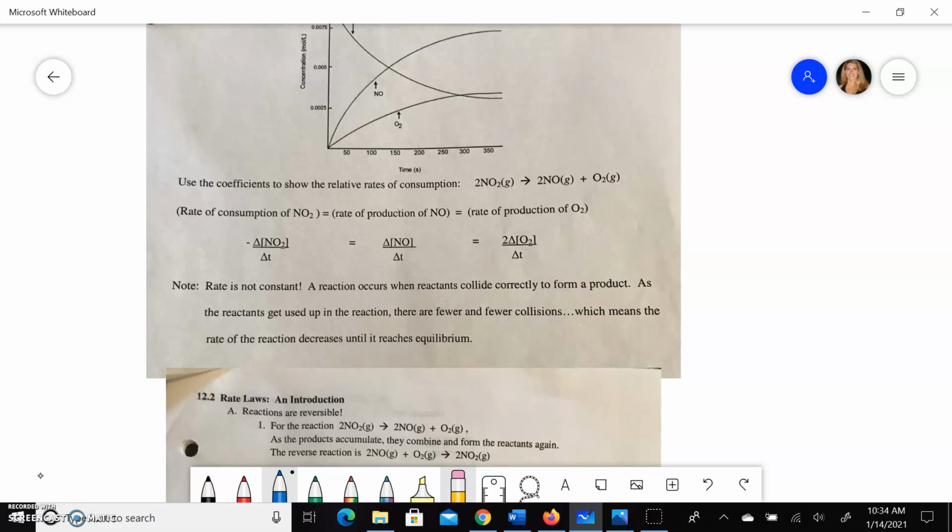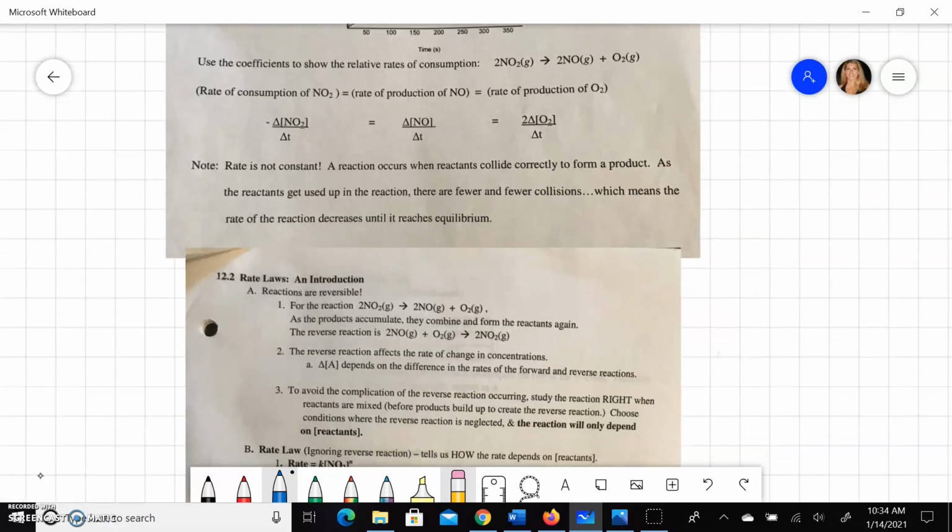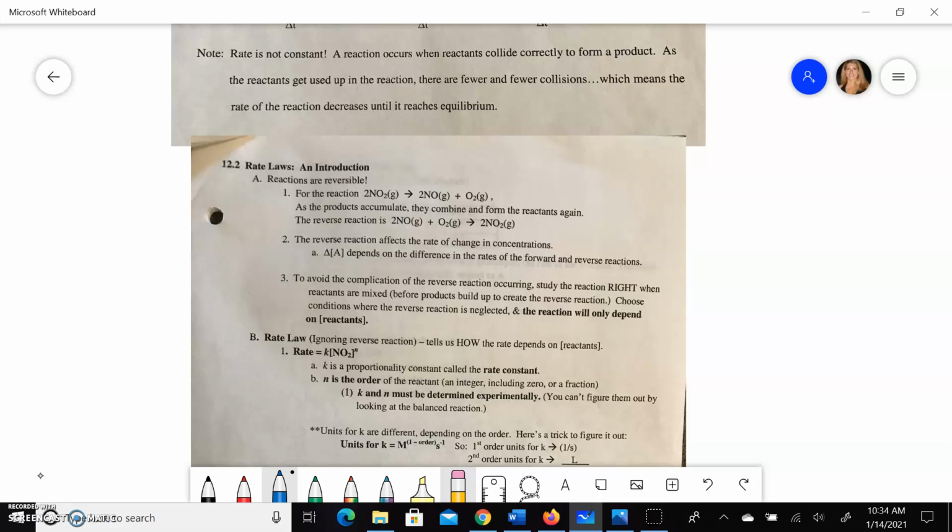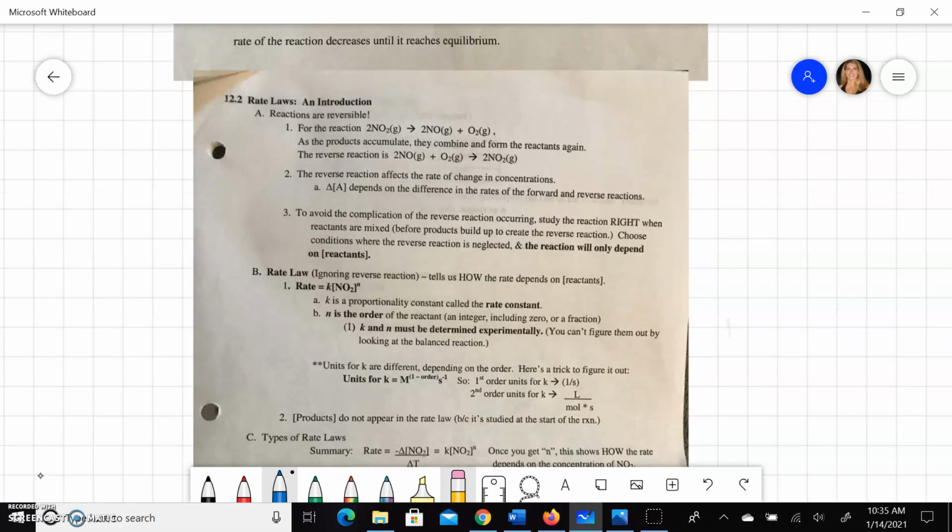Again, like I said, rate is not constant, so the reaction occurs when reactants collide correctly to form the product. As the reactants get used up in the reaction, there are fewer and fewer collisions. So you can't have the reactants colliding as much because some of them have then turned into products. And so the rate is going to decrease until eventually it reaches equilibrium. And equilibrium has to do with these reversible reactions. So for this reaction, the same one that we were looking at up on the graph, you can also reverse the reaction. So as the NO2 turns into those two molecules, some of the oxygen and nitrogen monoxide are going to collide and form NO2 again. So it can go both ways. And it makes it very complicated.